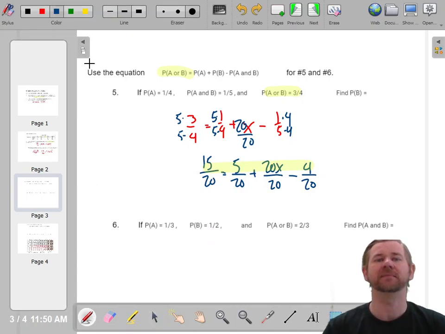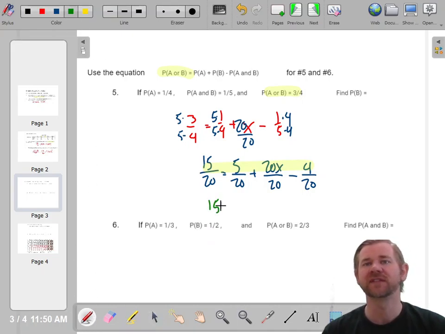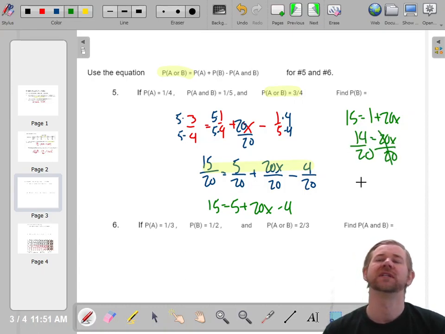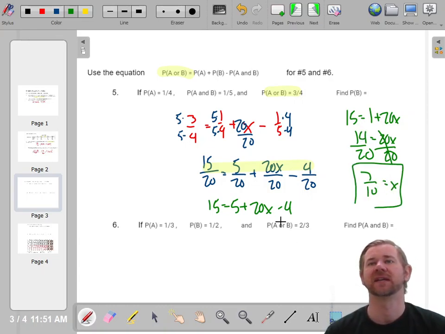So I'll say 15 equals 5 plus 20x minus 4. I'm going to go over here. 15 equals 5 minus 4 is 1. 14 equals 20x. Divide both sides by 20. 14 over 20 is 7/10. So 7 over 10 is the probability of B.